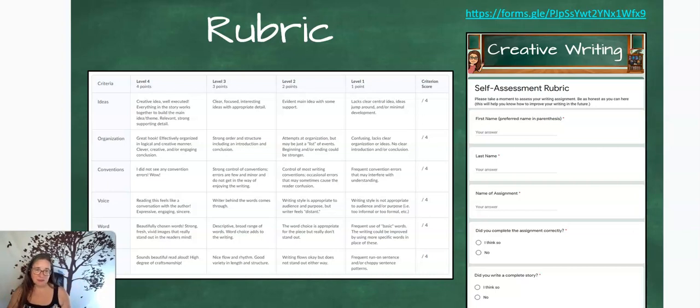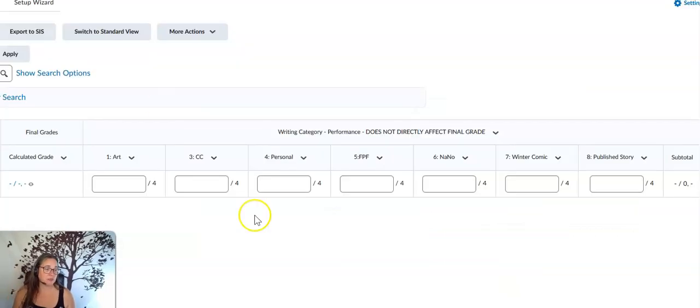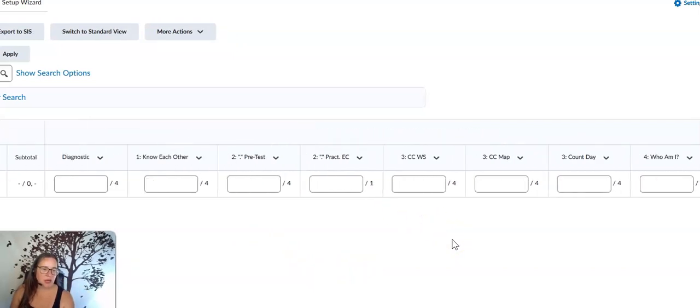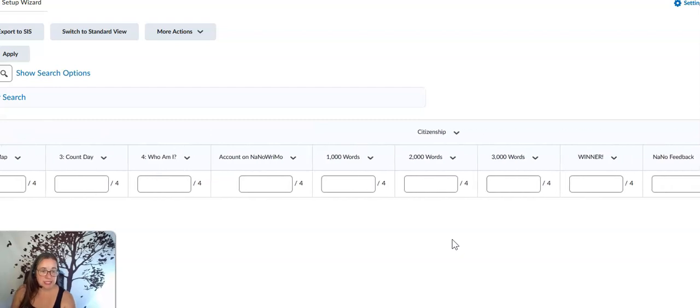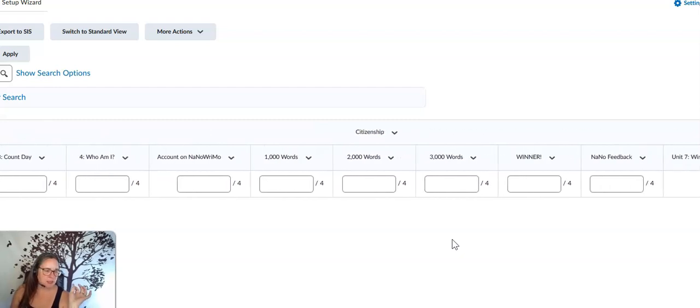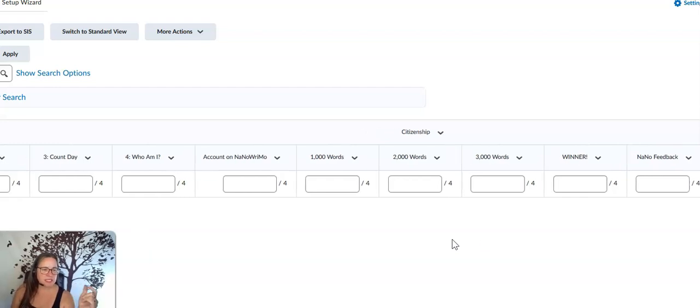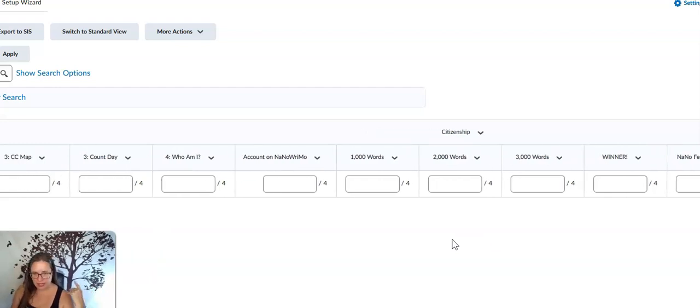Now, let's talk about how this is going to look in the grade book, because that's where it gets a little confusing. So we've got this person here. I hid the name so you don't see it. There are 3 different categories in the grade book. The first one is the writing category. Then we have citizenship. And citizenship is, I think it's set at 4%. And it is just basically, are you doing the things that I ask you to do?